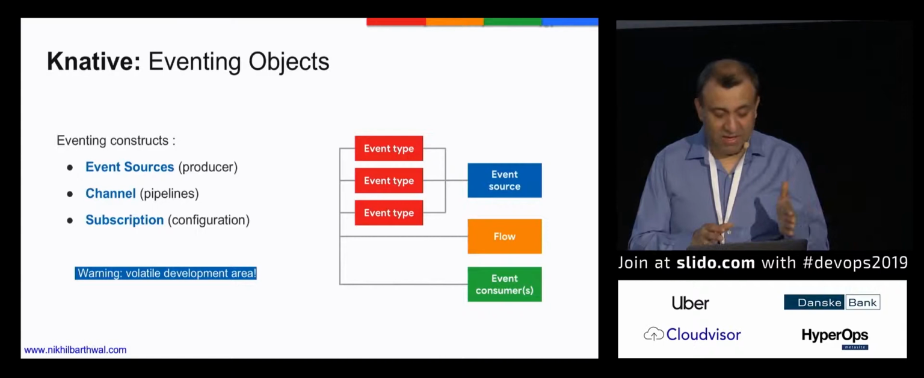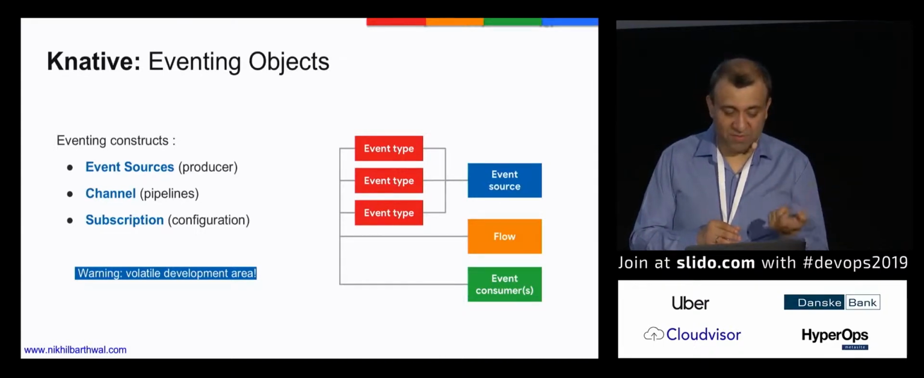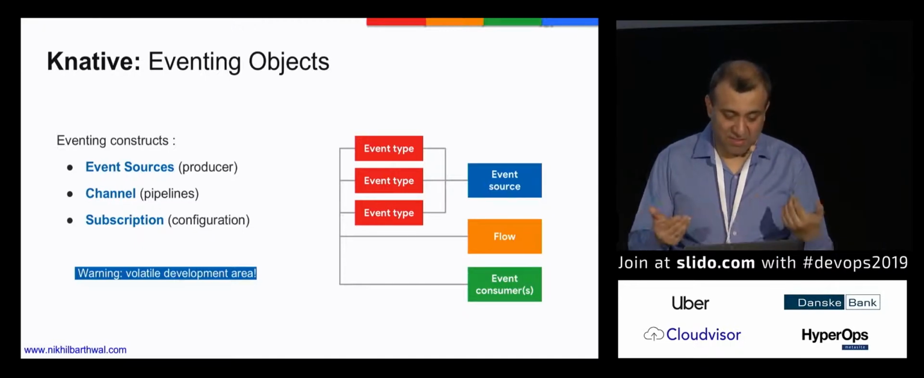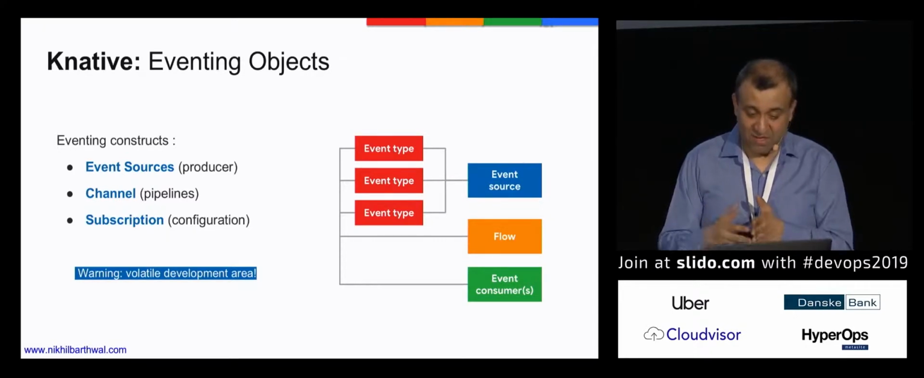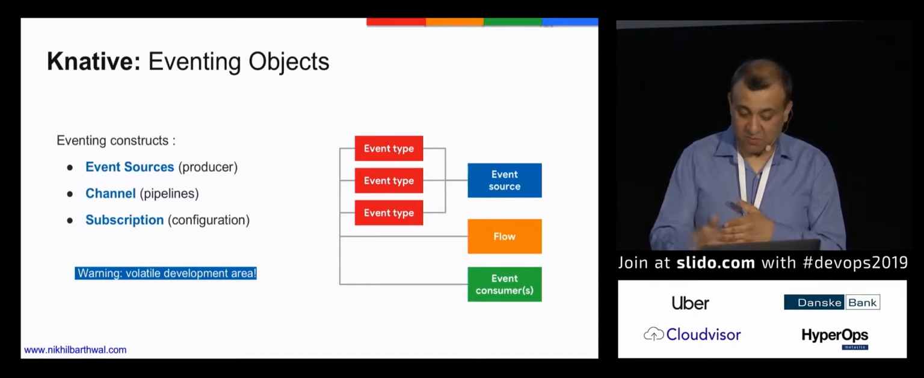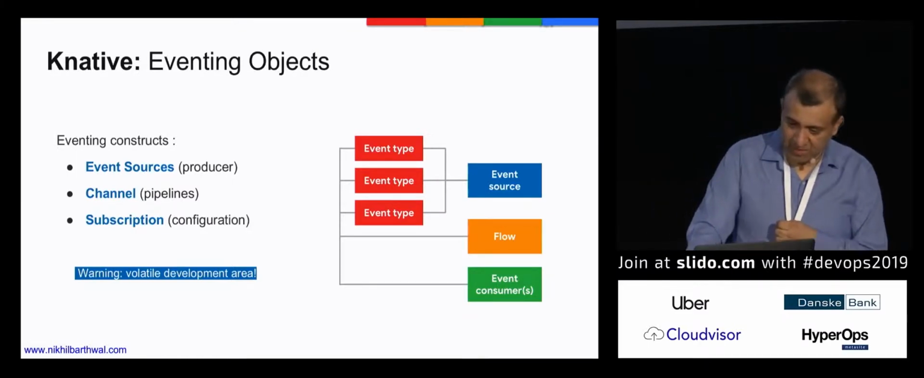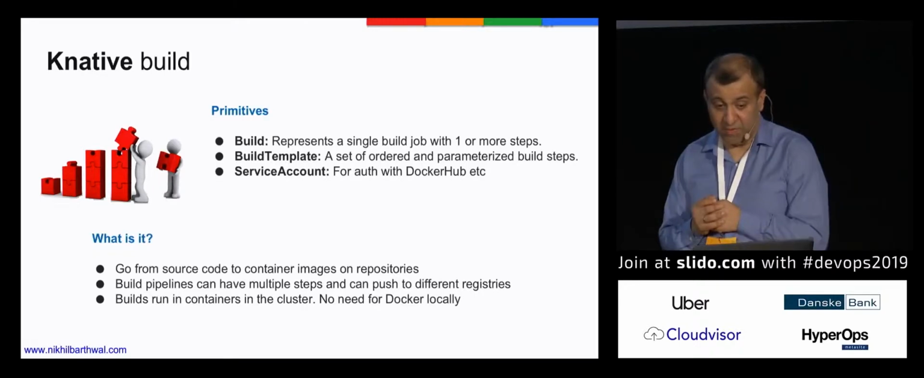But anyhow, coming back to eventing, you have event sources, right? And then you have a channel, obviously, the pipelines, and finally you have a subscription, which is all the configuration that you have. So there are event types, event sources, and flow. You can see that from the diagram. So that's eventing. Let's talk about build, which is the third and final component.